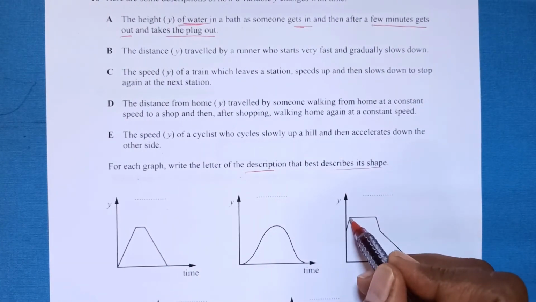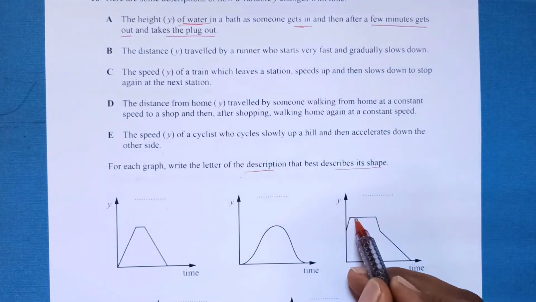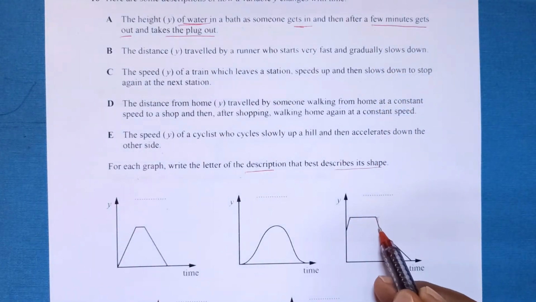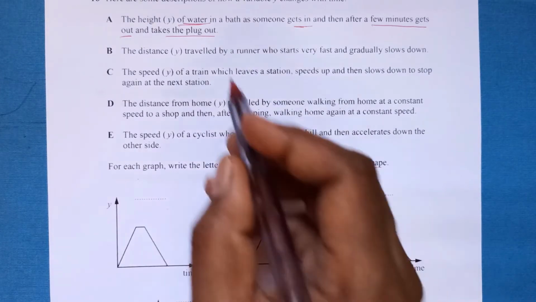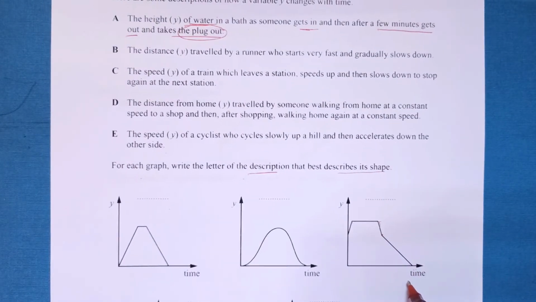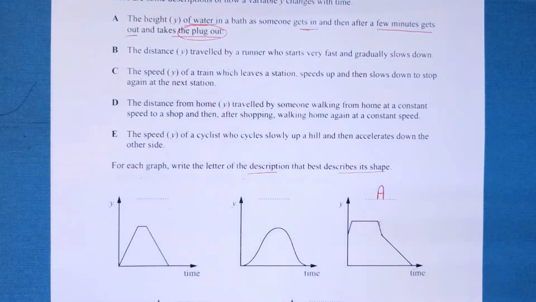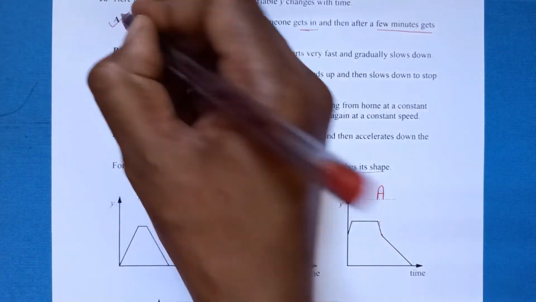So water goes up here, and then in a few seconds it gets out. You will stay some time there, then you are coming out, the water level will go down again, then you take out the plug, and the water will be empty by taking out the plug. So this is the best graph that describes description A. So we are going to put A in this. So we are done with A.